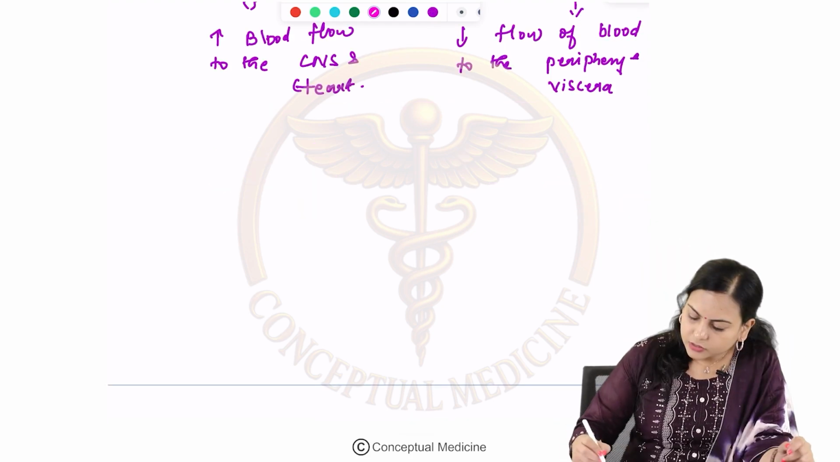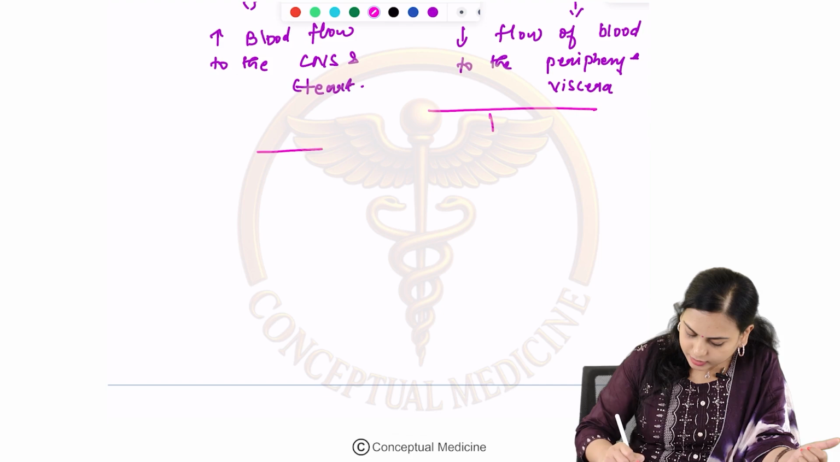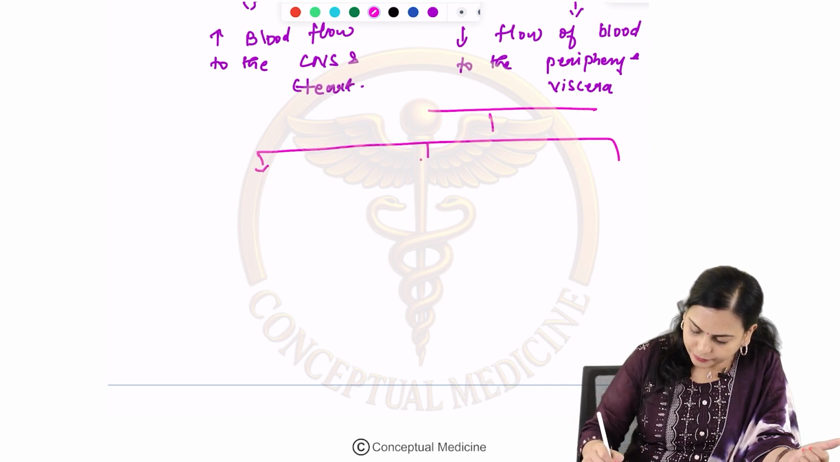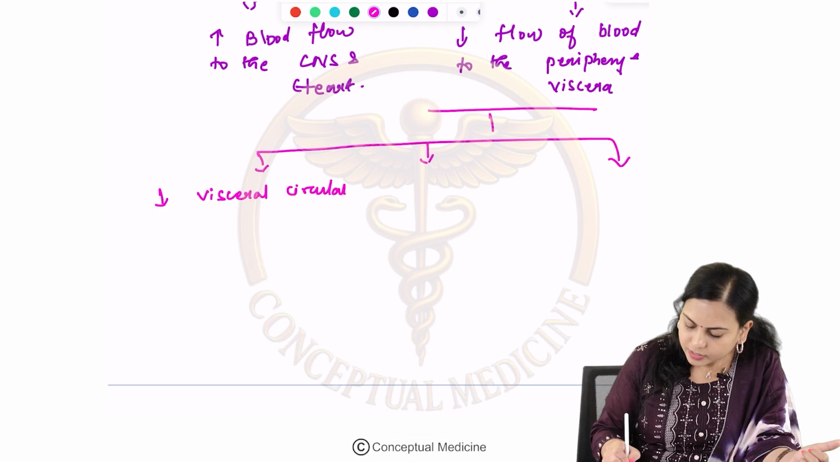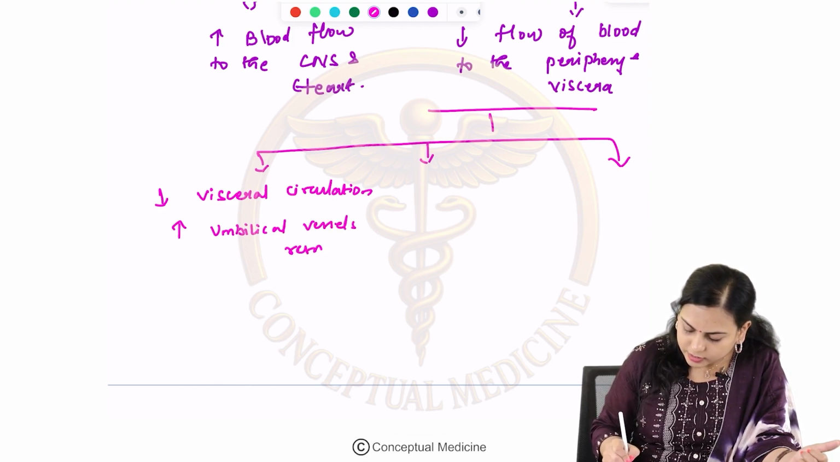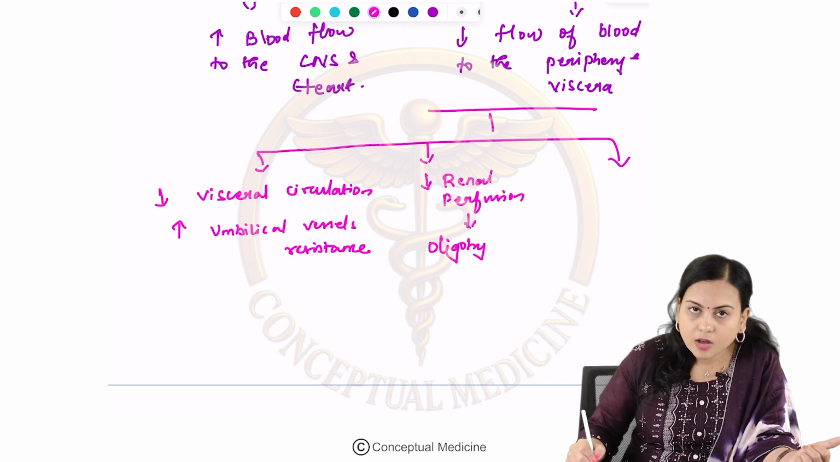Because of this reduced blood flow to the periphery and viscera, we have several factors acting here. First, there is decreased visceral circulation. Because of this, there will be an increase in umbilical vessel resistance, and decreased perfusion to the kidney, that is, reduced renal perfusion. That will result in oligohydramnios.